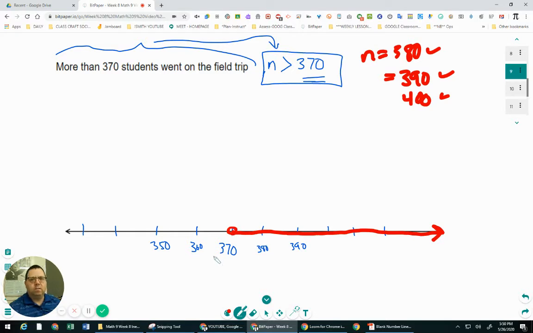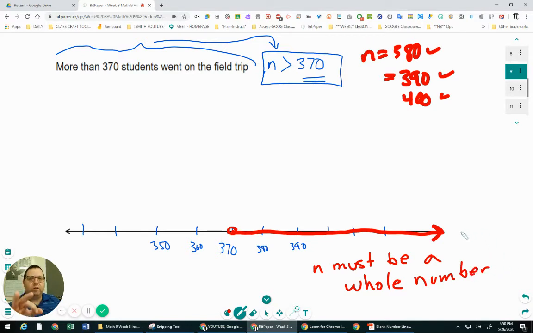Do not shade it in, and then draw yourself a line, because that kind of implies, oh, and by the way, then you have to say n must be a whole number. It has to be a whole number. It can't be a rational number because that would imply 370.5, it would imply 382.3. And you can't have 0.3 of a student. You can't have half a student. You can't have 9/10 of a student. I'm not going to get too complicated about the specifics. I'm going to leave that for high school. Suffice to say that we're keeping it simple.